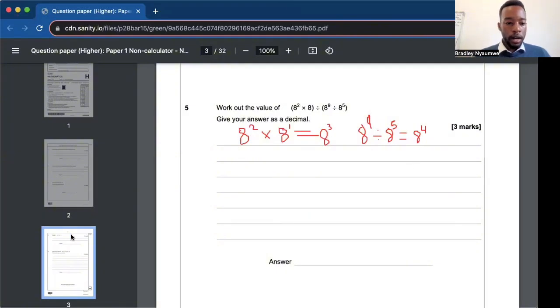Okay, so now we'll write that out as an equation. We've done this bracket and this bracket. The sum of this bracket is 8 to the power of 3. The sum of this bracket is 8 to the power of 4. So we'll write that out as an equation. 8 to the power of 3 divided by, because we've got the divide there, 8 to the power of 4.